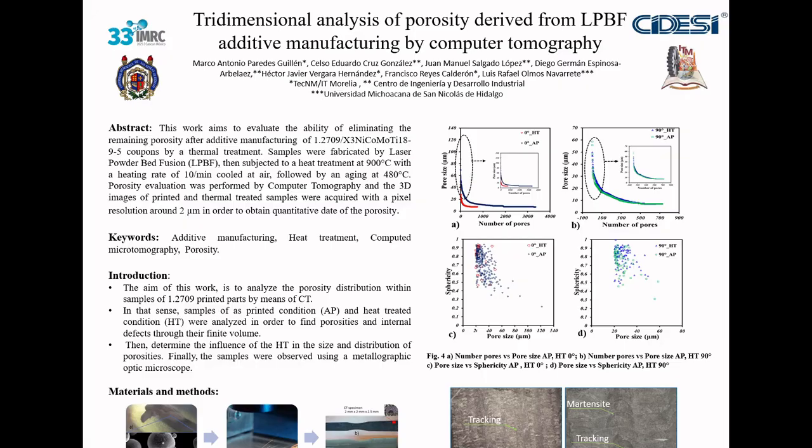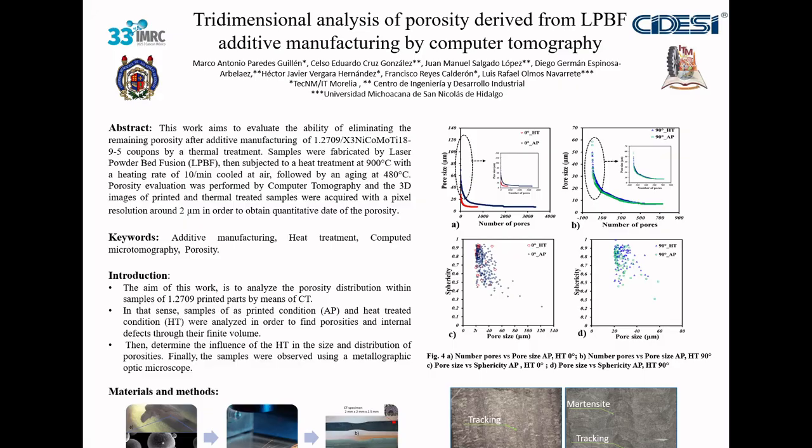It's a pleasure to share with you the topic Tridimensional Analysis of Porosity, derived from LPBF additive manufacturing by computed tomography, and I would like to talk about the introduction. The laser powder bed fusion, LPBF, is one of the most versatile metal AM techniques. In this process, the laser melts a metal powder, followed by solidification of the melt to form the final product.